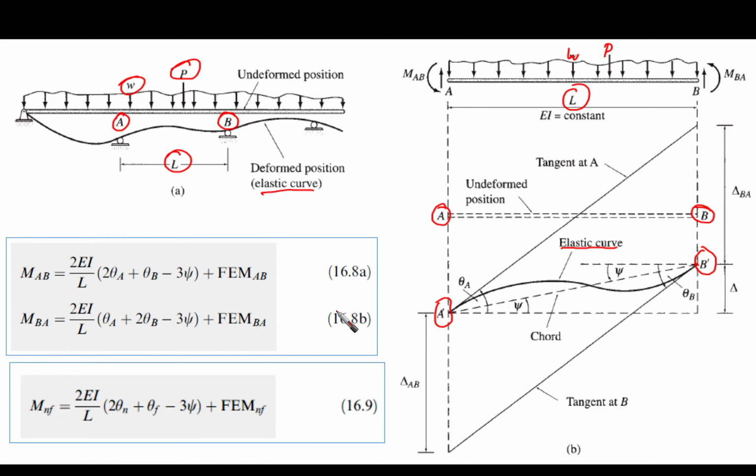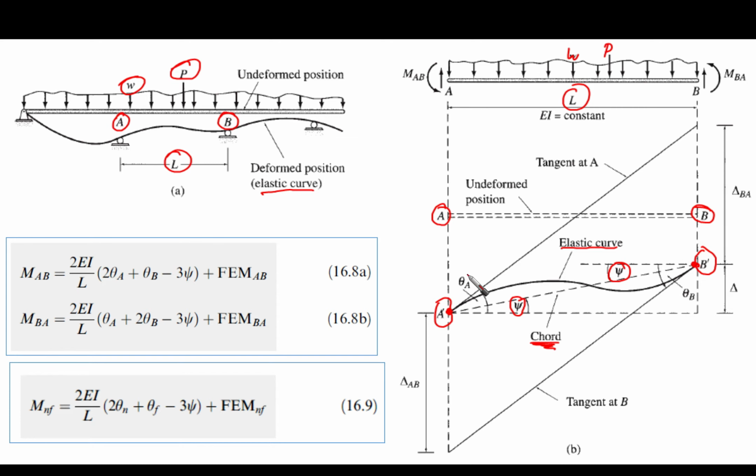As you can see, we call this, as we said, the elastic curve. There is a dotted line that connects the first end, which is end A prime of the deformed shape, and the other end of the beam. We call this dashed line the chord. The angle between the dashed line, or the chord, and the horizontal we call psi, and it is going to be the same at both ends.